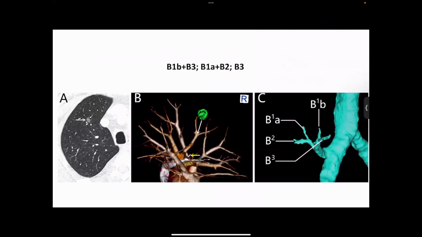So now similarly, let's look at this pattern. It has been reconstructed by the Mimics software. We can see the lesion is located here. So now we did the reconstruction with the CT with the Mimics software.